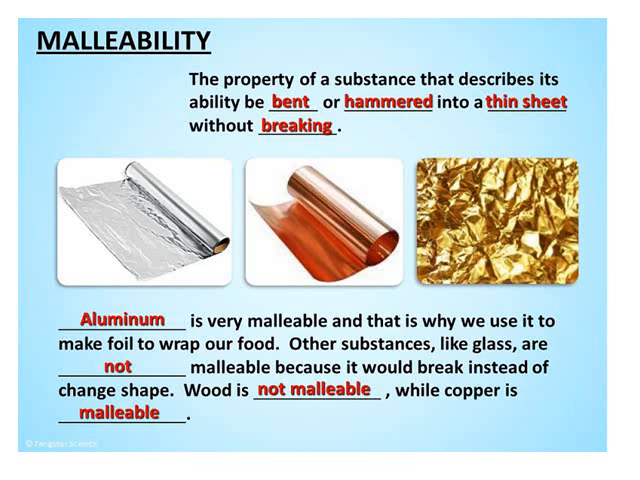Other substances like glass, a non-metal, are not malleable because it would break instead of changing shape. Wood, of course, is not malleable. Well, copper is malleable, as I have told you. Copper can be made into thin sheets, and gold foils. So almost all metals are malleable. That means they can be beaten into thin sheets.